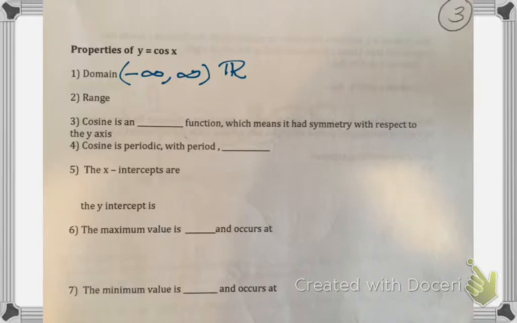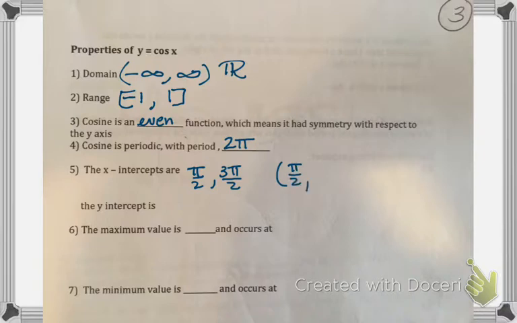The range, that's the height of the graph. It goes from negative 1 to 1. Cosine is even, meaning that it has symmetry with respect to the y-axis. Cosine is periodic with a period of 2 pi, just like sine. And the x-intercepts are at pi over 2, and then at 3 pi over 2. So if I write the coordinate points, I would have pi over 2 comma 0 and 3 pi over 2 comma 0. That would be the proper coordinate points for the x-intercepts.